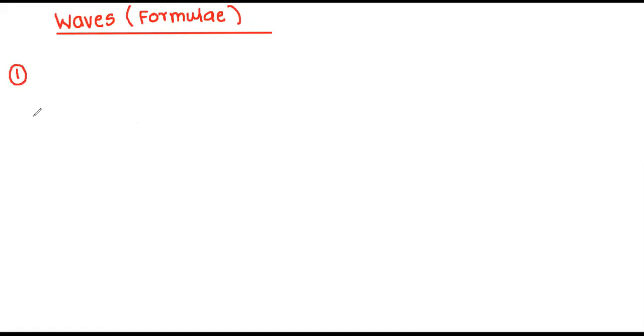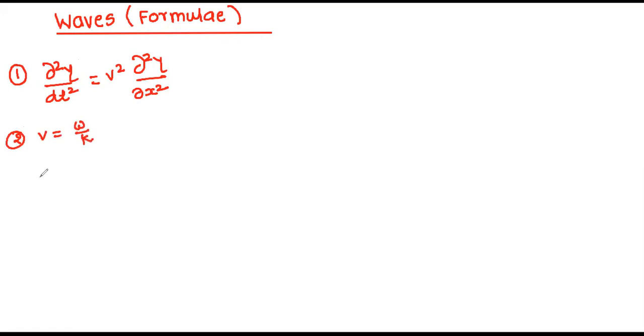The first formula I like to give you, that is the differential equation d2y by dt square is equal to v square into dou 2y by dou x square. Next one, we know v is equal to omega by k. Next formula, that is for wave number, and this wave number or wave vector is equal to 2 pi by lambda.